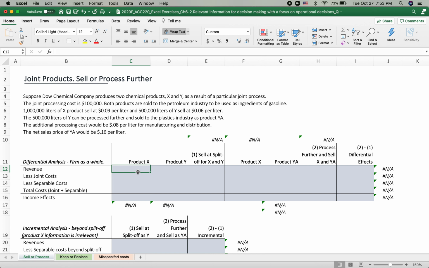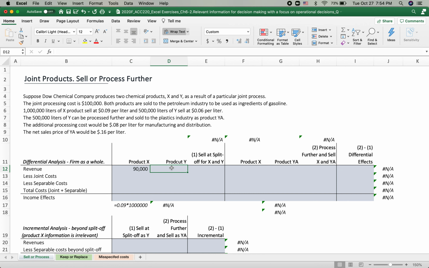before or at the split off point, right? $90,000. How do you get the $90,000? Right, 0.09. That is the X product, 9 cents times 1,000,000 liters. Yeah, because 9 cents is per liter price. So $90,000 is the product X revenue.